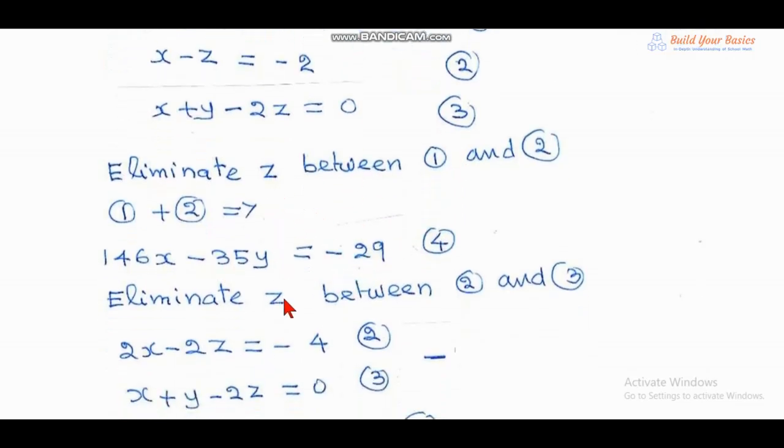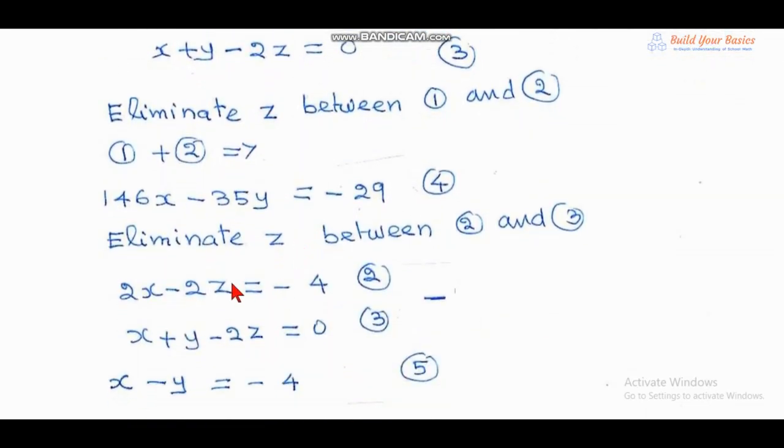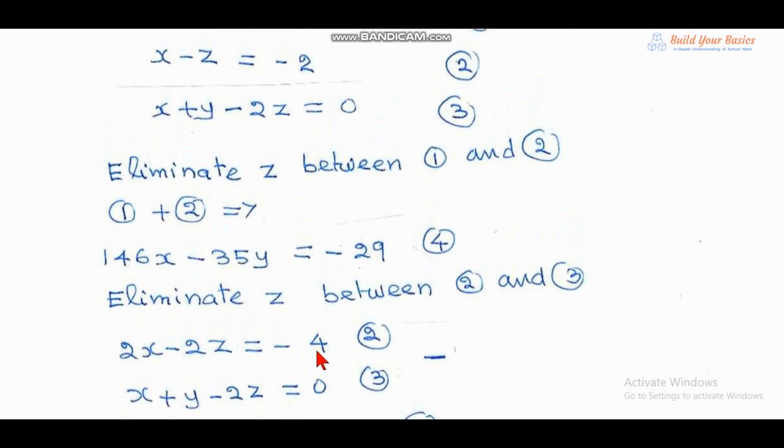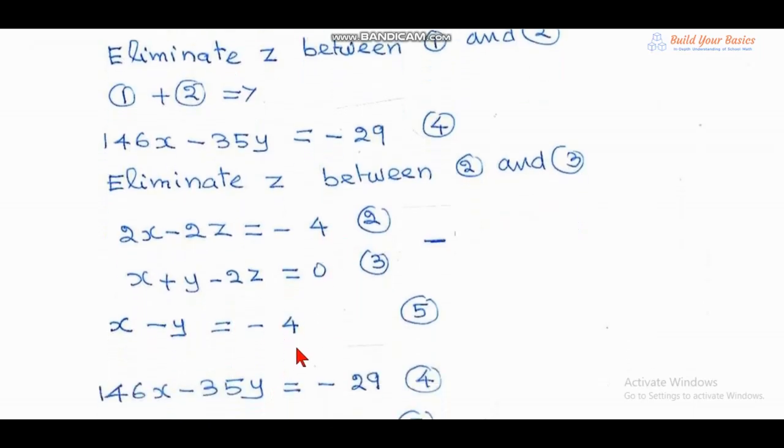Now let us eliminate z between 2 and 3. Second equation, third equation. Now first equation will have to be multiplied by 2. So 2x minus 2z equal to minus 4. And the third equation, x plus y minus 2z equal to 0. Subtracting 2x minus x, minus 2z plus 2z get cancelled. When we subtract this, plus y will become minus y. So x minus y equal to minus 4, because minus 4 minus 0 is minus 4.